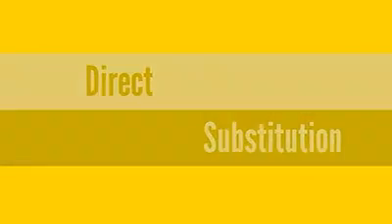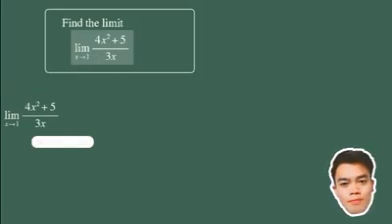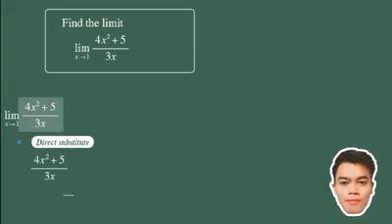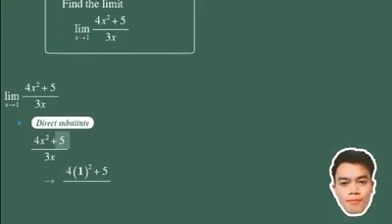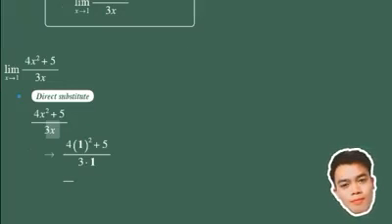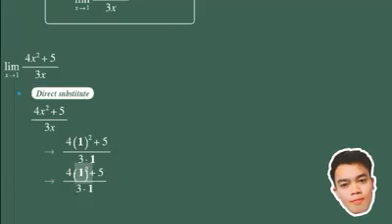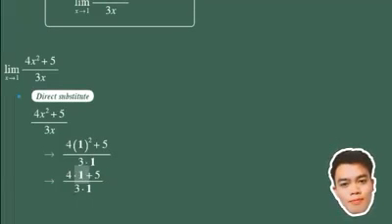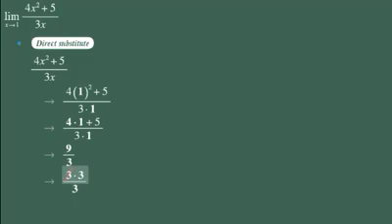Using direct substitution. Example number 3. Limit of f of x as x approaches 1 equals 4x squared plus 5 over 3x. Just simply substitute the value of x. It will become 4 times 1 raised to 2 plus 5 over 3 times 1, equals 4 plus 5 over 3. Then it will become 9 over 3 equals 3. So 3 is the limit of f of x.